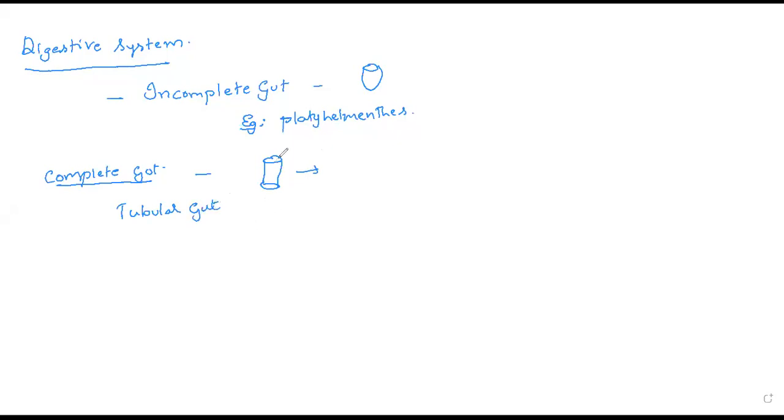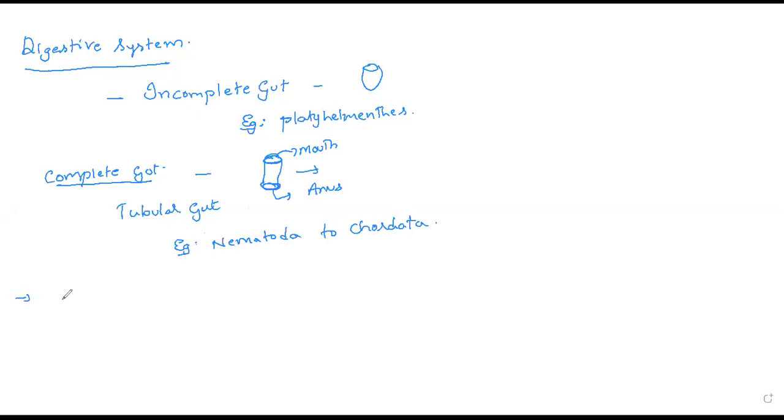So tubular gut looks like a tube, it is having two openings. One is an anterior opening and the second one is a posterior opening. The anterior opening is acting as mouth and the posterior opening is acting as anus. So these are the complete gut. Complete gut is seen from nematoda to chordata.